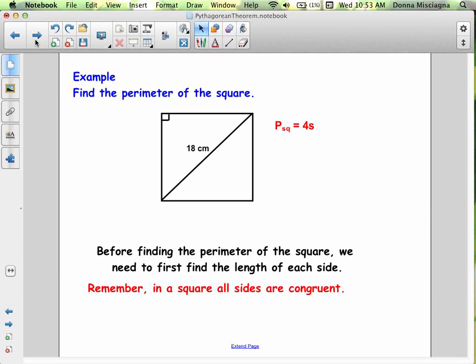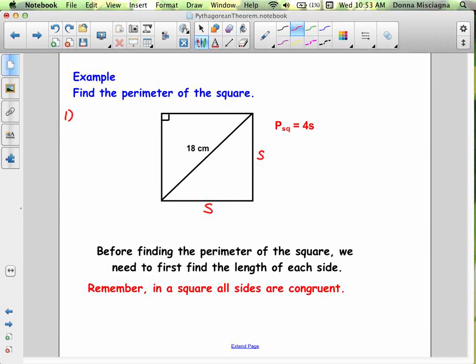So before finding the perimeter of the square, we need to first find the length of each side. And in a square, all sides are congruent. So if I call this side S, this side is also S. Which means we only need the hypotenuse to be able to solve for this one. We can solve for both sides since they're the same.